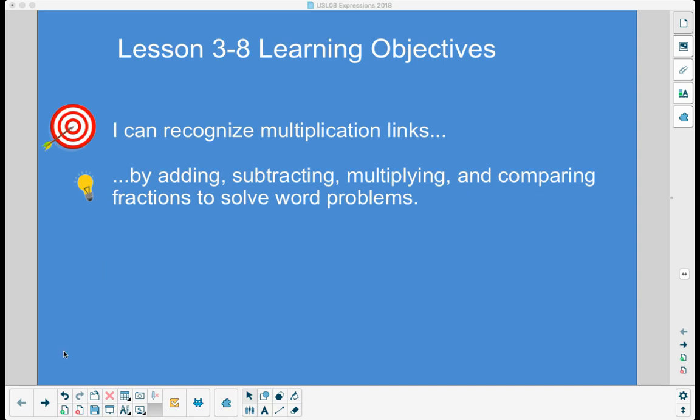So in lesson 3.8, you are still working on the target: I can recognize multiplication links by adding, subtracting, multiplying, and comparing fractions to solve word problems. So we're putting all of the operations that you know together and seeing how they're similar and different.